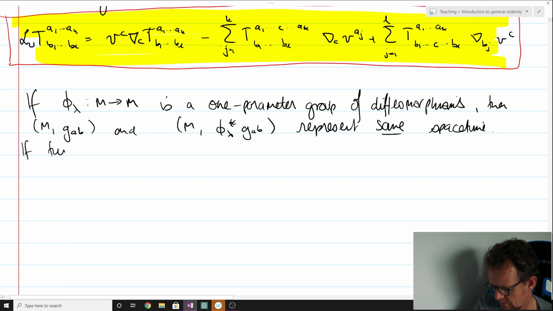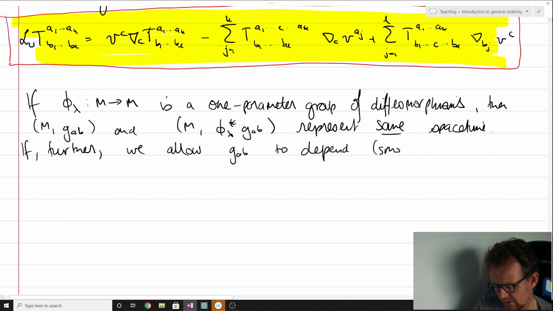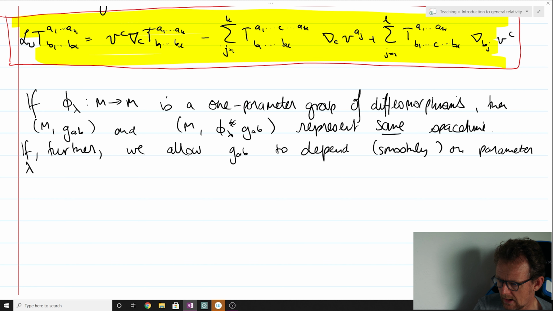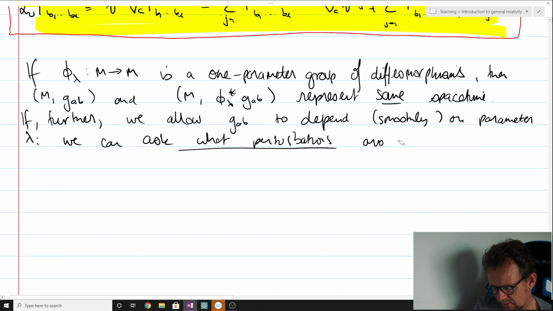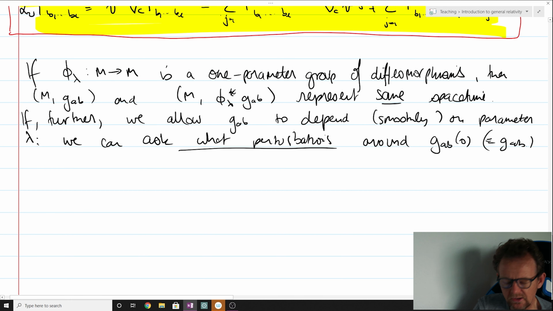So if further we allow the metric g to depend smoothly on some parameter, we'll name this parameter also lambda, then we can ask what perturbations, and this is the key point, around the metric g_ab(0), lambda equals 0, which just equals our original metric g_ab, we can ask what kinds of perturbations of a metric look like local diffeomorphisms.